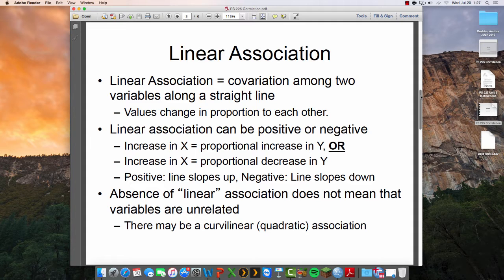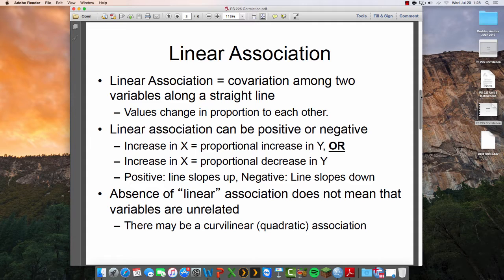Now, linear association can be positive or negative. So in the case where we have an increase in x with a proportional increase in y, we say that that is a positive linear association. And the line slopes up when we look at the scatter plot. If we were to superimpose the regression line over the scatter plot, we'd see that the line goes from the bottom left, as you're looking at it, to the upper right, both increasing in proportion to one another.